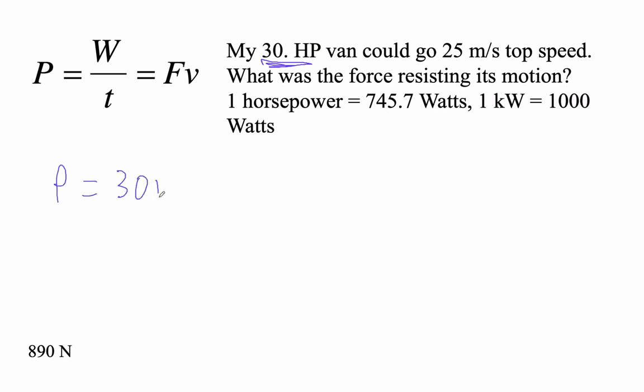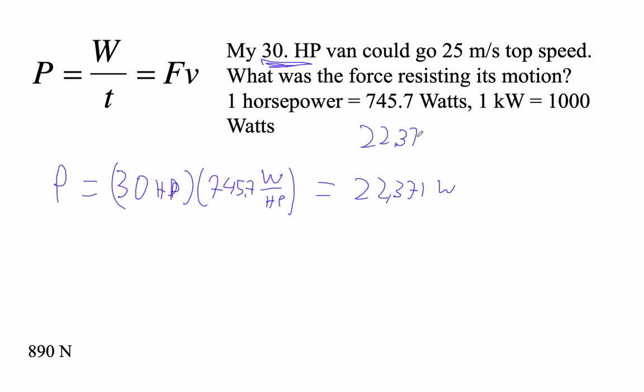So 30 horsepower times 745.7, and that is watts per horsepower. What is that? Let's figure that out. 30 times 745.7. Whoa, it's not going to like that. I get 22,371 watts, or 22.37 kilowatts, right? It would also be 22.371 kilowatts. That's a decimal point there. That's a comma. All right.